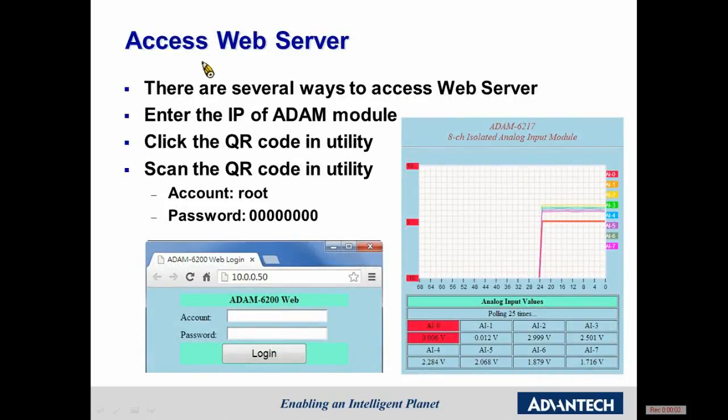There are several ways to access the web server. You can enter the IP of the ADAM module itself. You can open up the utility and then click on the QR code, which will open up a web browser, as shown here. Or you can scan the QR code in the utility to your phone. The default account is root. The default password is 8 zeros.